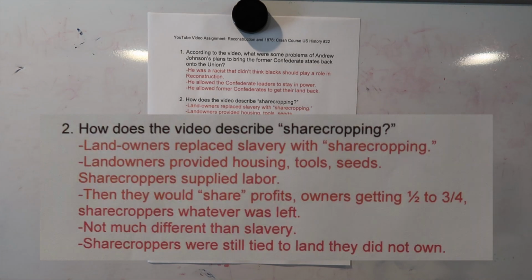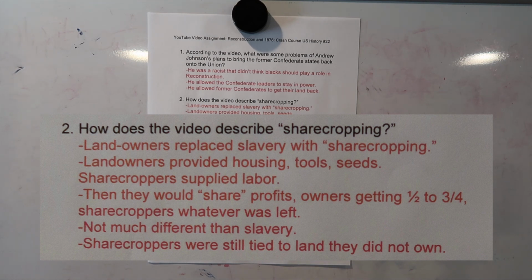The second question talks about sharecropping. And this is kind of a long answer, so hopefully you have some of these written down already. But the question is, how does the video describe sharecropping? Landowners replaced slavery with sharecropping. Landowners provided housing, tools, and seeds, and the sharecroppers supplied the labor. Then they would "share" the profits, with the owners getting from half to three-quarters of the profits and sharecroppers getting whatever was left.